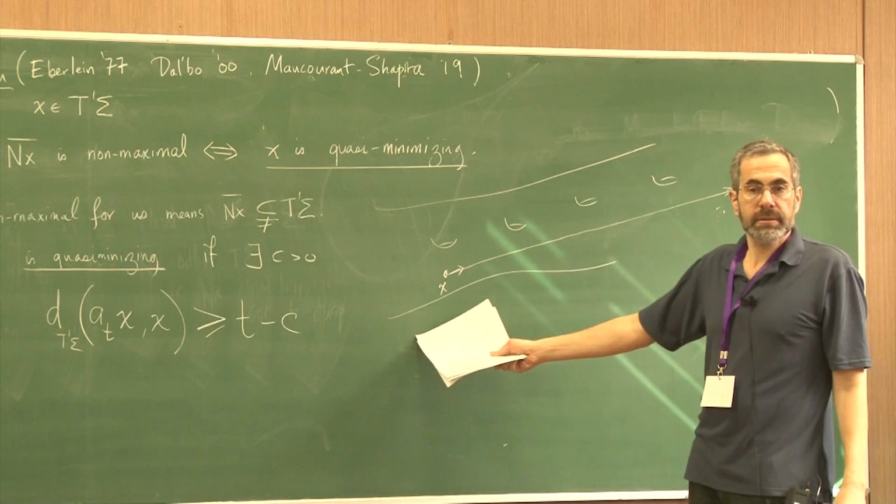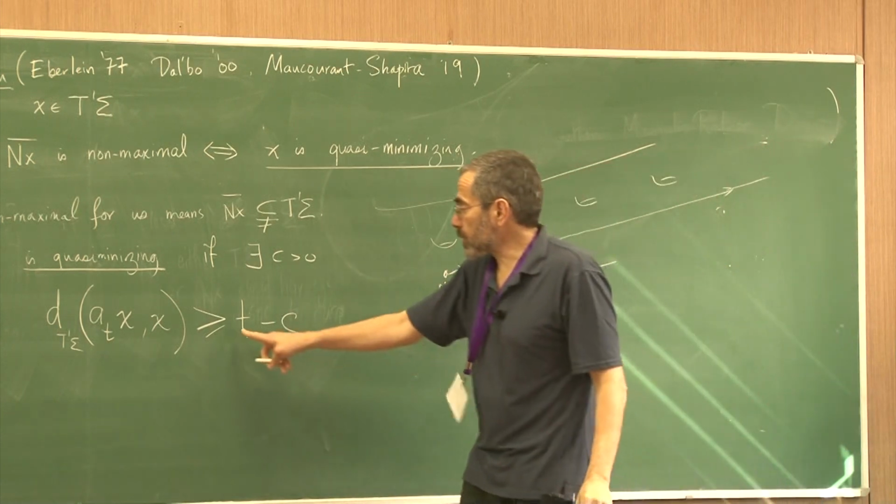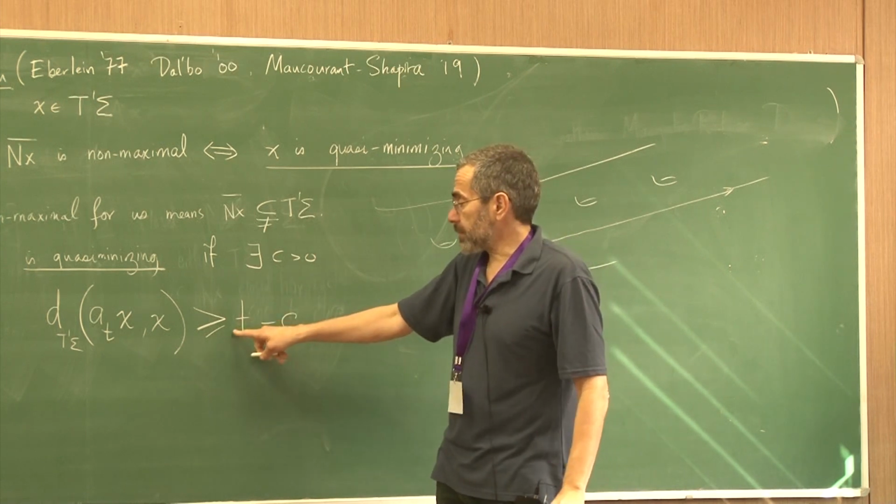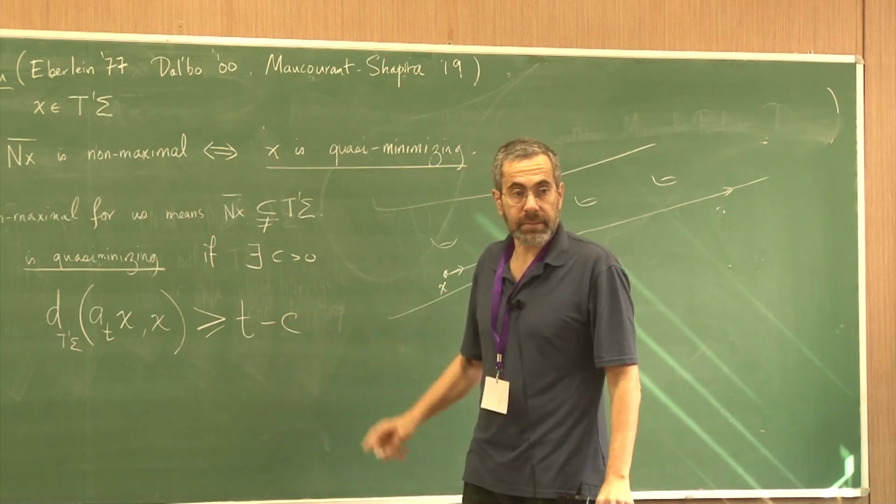Is the definition clear? I want to emphasize there's no multiplier here. It's not just linear escape, it's linear escape at rate 1 with a constant error.